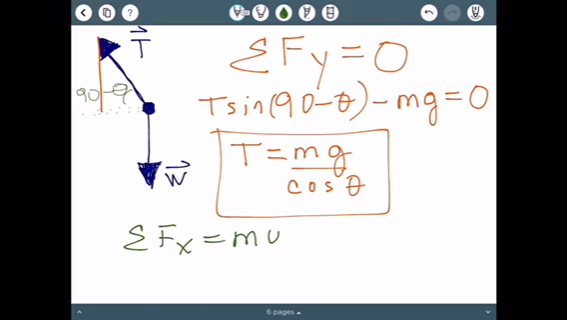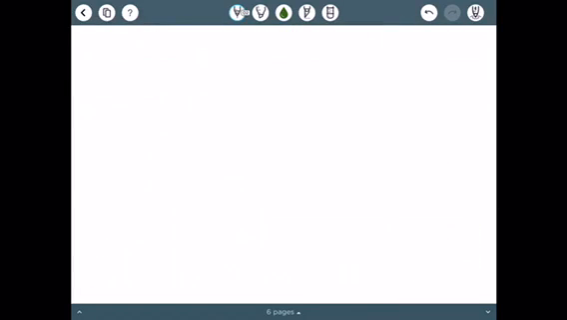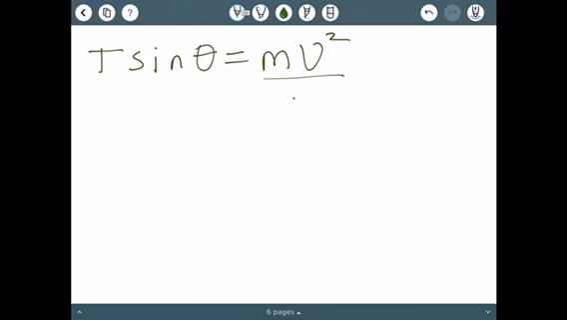Then we do the sum of forces in the X. You know acceleration will not be equal to 0 in the X. So the X component of the tension here will be negative T times cosine of 90 minus theta, and that should be equal to m times acceleration, which is negative v squared over r. So that simplifies to T sine theta is equal to mv squared over r.